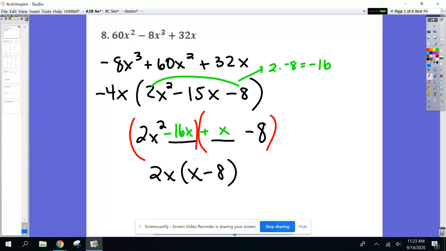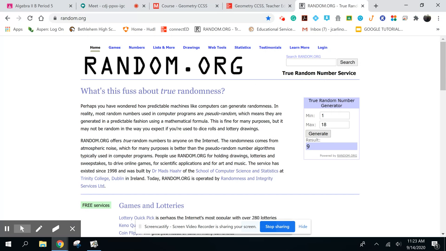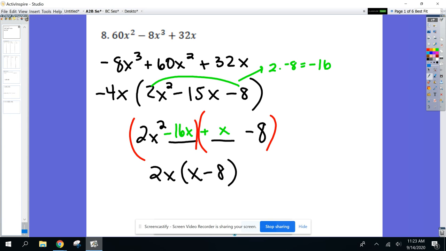Can I fool anybody on the next one? Hunter, what can I take out of the next one? You can take out a 1. Couldn't fool them. Good. Take out a 1, and what's still left? x minus 8. Good.